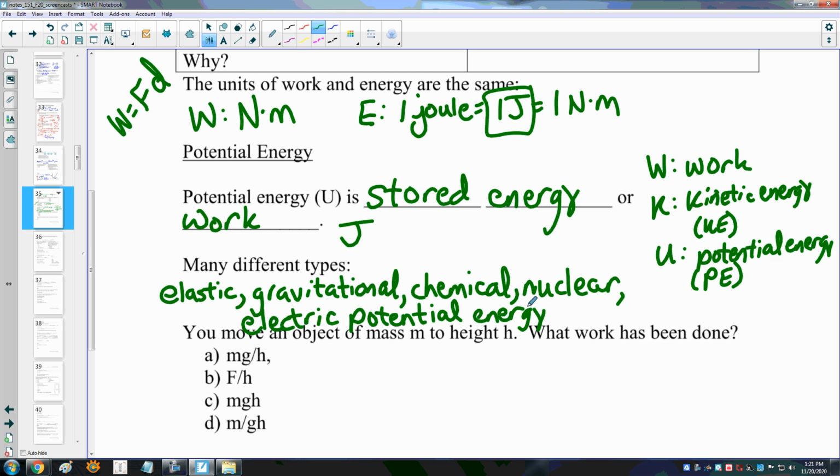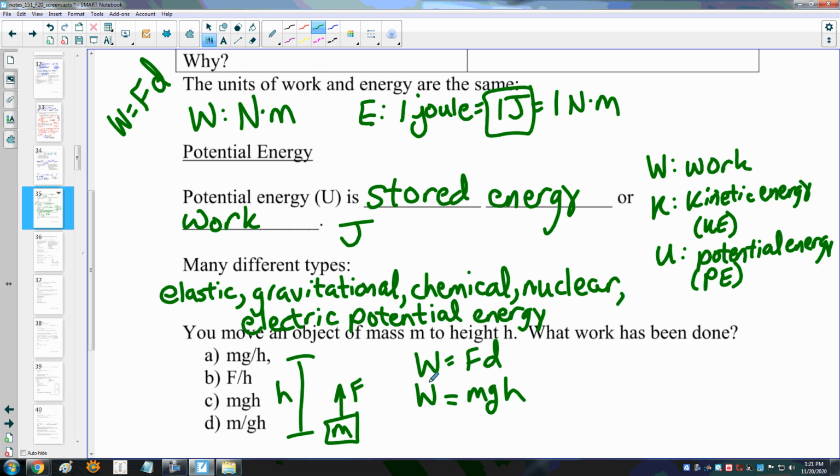Now, you move an object of mass m to a height h. What work has been done on that object? Well, I have this mass m, and I apply a force to it in order to move it through a distance h. Remember, work is force times distance, and in this case, the distance is h, right? I'm moving it through that distance h. But what is my force? Well, the force has to be at least the weight of the object in order to have a constant velocity moving this object through space. I have to have the weight. So the work done by this force is the mass times the acceleration due to gravity times h.